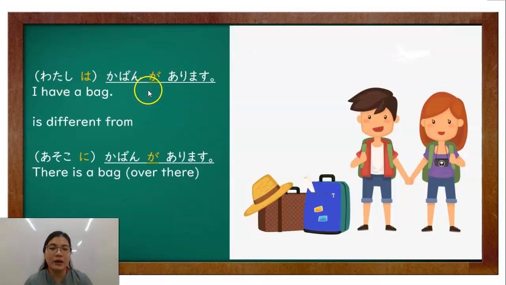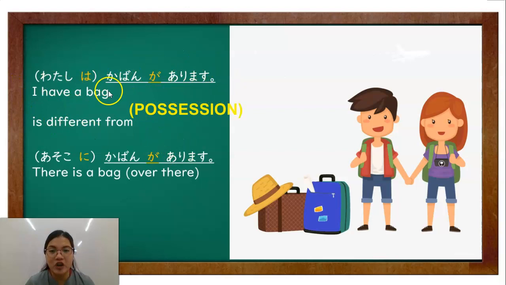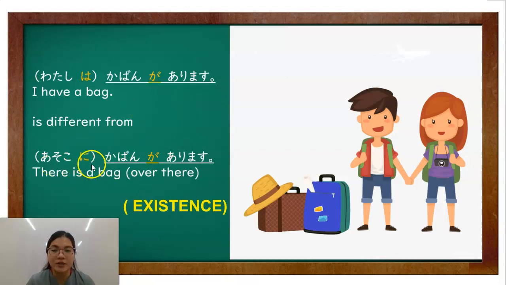Okay, remember that watashi wa kaban ga arimasu, I have a bag, is different from asoko ni kaban ga arimasu, there is a bag over there. The first sentence, I have a bag, means that arimasu here means possession. Meron ka nung isang bagay. While on the other hand, asoko ni kaban ga arimasu, there is a bag over there. Sinasabi mo lang na mayroong bag dun. So that means existence. Always remember to comprehend very carefully when you use arimasu. It's either a possession or existence.